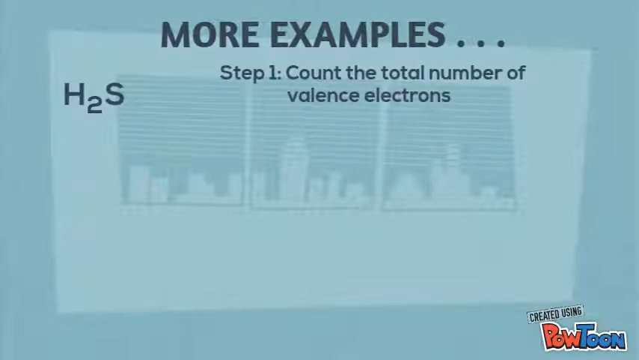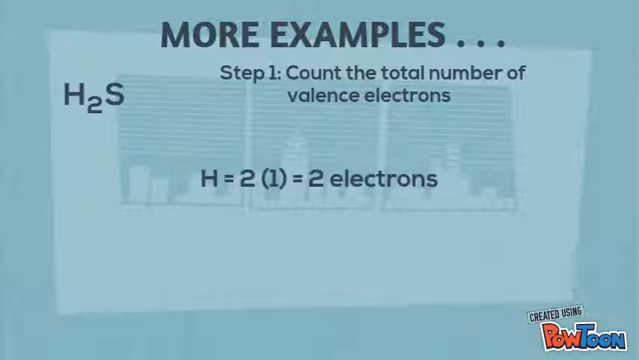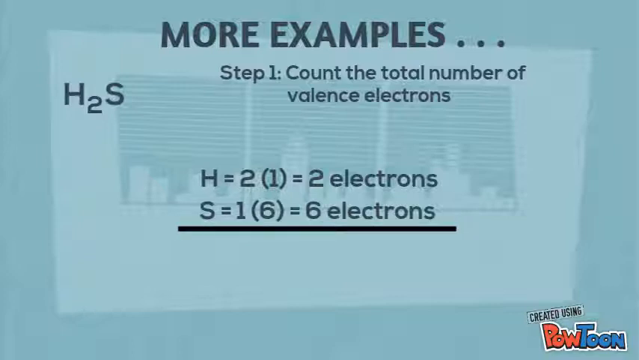For our first example here, we have H2S. Step number one is to count the total number of valence electrons. Here we have two hydrogens, and each hydrogen gives us one electron for a total of 2. And there's one sulfur. Each sulfur gives us 6 electrons for a total of 6. So 2 plus 6 gives us a total of 8 electrons to add to the drawing somewhere.